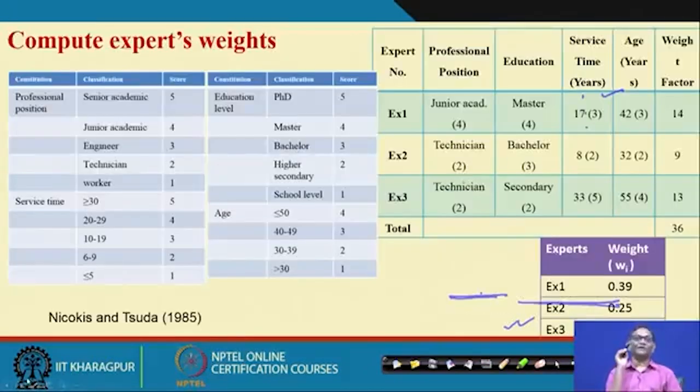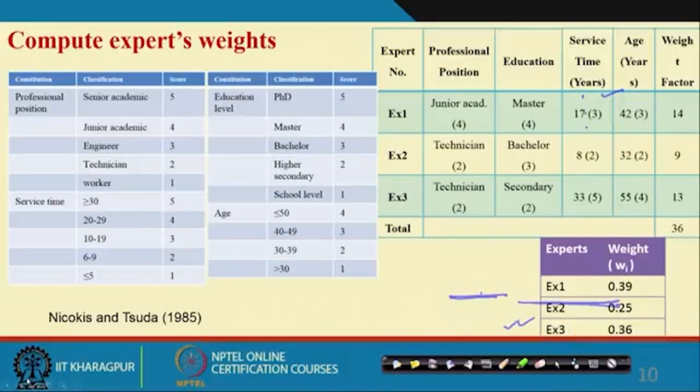The next step is, once you have the relative agreement for each expert, find out the weight of the experts. So, for the weight of the experts, Nicholas and Suda 1985 gave this scale. What is this scale here? They have considered professional position, service time, education level and age of the expert. And there are different classes of professional position, different service time, different education level and age. And some scores are given, these scores definitely based on certain scientific measurement, either maybe through expert opinion or through simulation or through field studies.